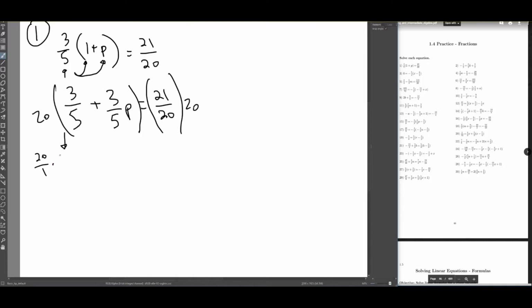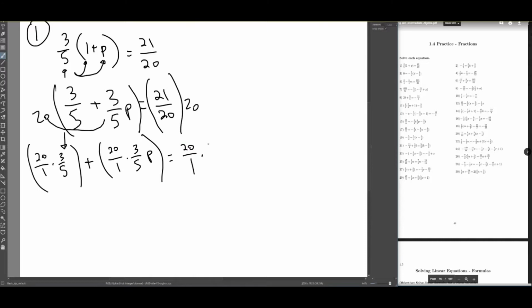What does that mean? That becomes 20 over 1, because 20 equals 20 over 1, multiplied by 3 over 5, plus 20 over 1 multiplied by 3 over 5p, equals 20 over 1 multiplied by 21 over 20. You see what I did there? I multiplied each element by 20.